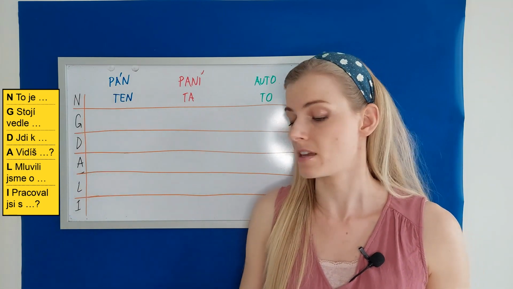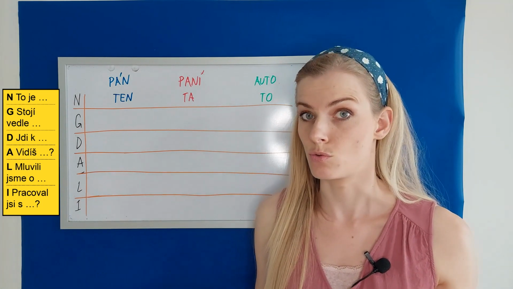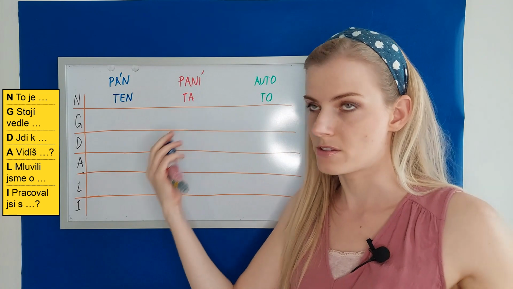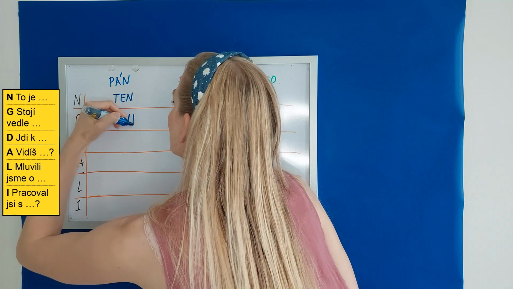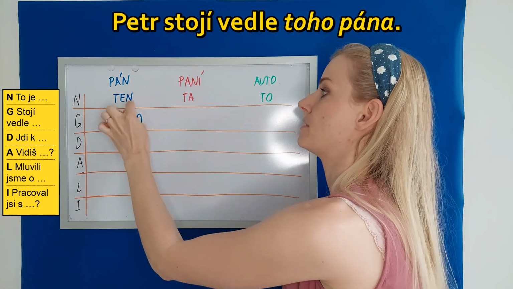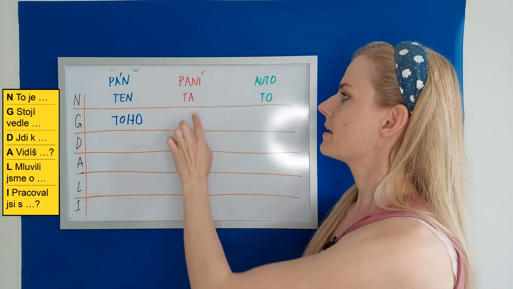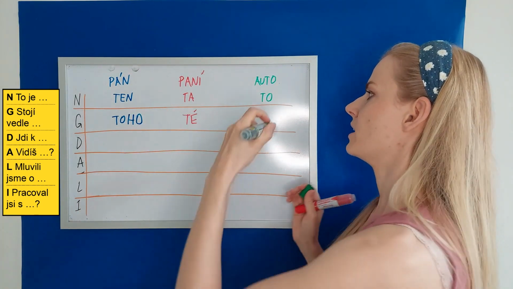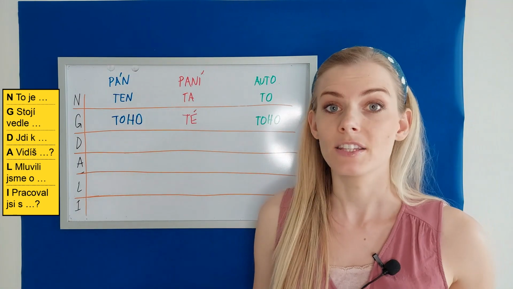Let's go to the genitive case. Our sample sentence is stojí vedle, he or she is standing next to, which takes genitive. Imagine you want to say he is standing next to that man. Peter standing next to that man. Petr stojí vedle toho pána. Vedle toho pána. Toho is the genitive case for this particular pronoun. We're using the same sentence. Petr stojí vedle té paní. Peter standing next to that lady. Petr stojí vedle toho auta. Notice these are actually the same. Toho. Less things to learn.